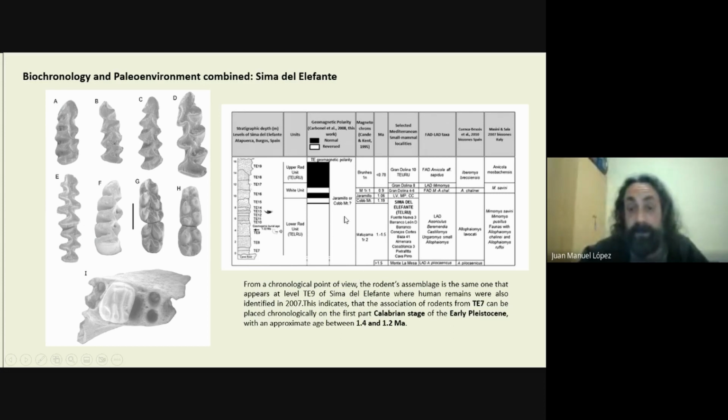Here, the table of representation, with the stratigraphy, the upper part that is Middle Pleistocene, and the lower part that is early Pleistocene in age, with an age more or less of 1.4 to 1.2 million years.